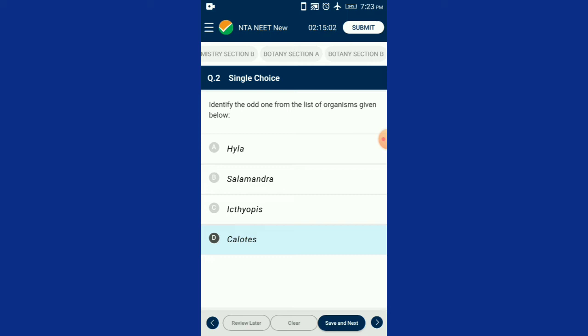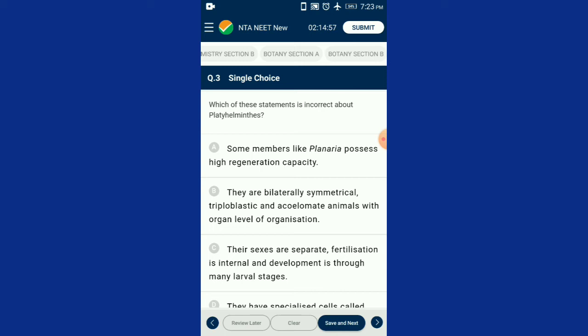Question number 3. Which of these statements is incorrect about platyhelminthes? Platyhelminthes or flatworms have a dorso-ventrally flattened body. Hence, they will appear rectangular in cross-section. These are mostly endoparasites found in animals including human beings. Flatworms are bilaterally symmetrical, triploblastic and acoelomate animals with organ level of organization. Hooks and suckers are present in the parasitic forms. Some of them absorb nutrients from the host directly through their body surface. Specialized cells called flame cells help in osmoregulation and excretion. Sexes are not separate. Fertilization is internal and development is through many larval stages.